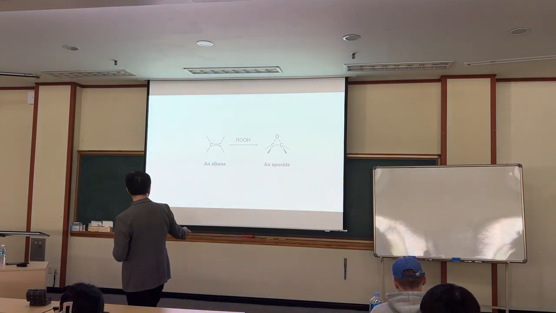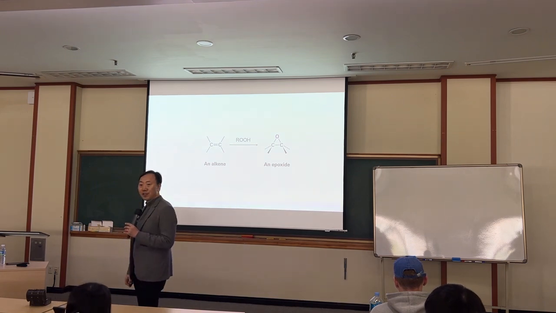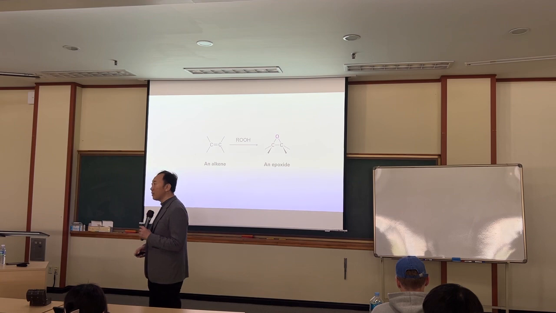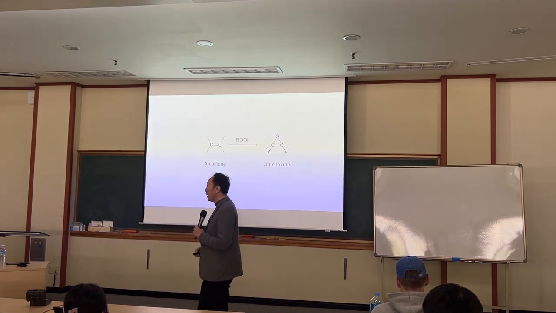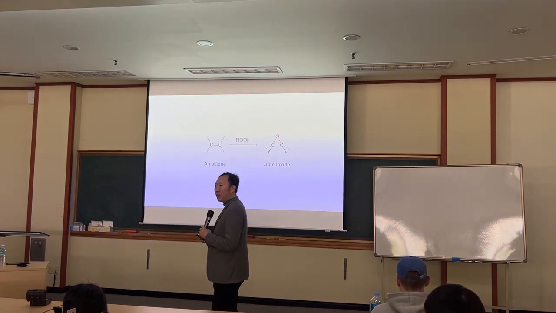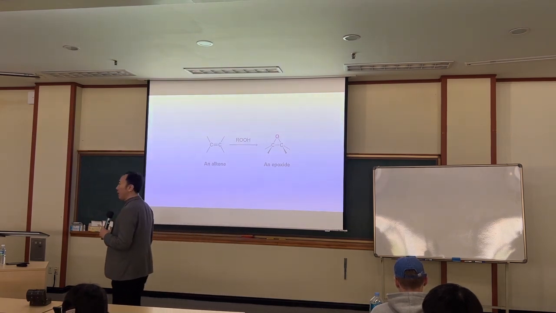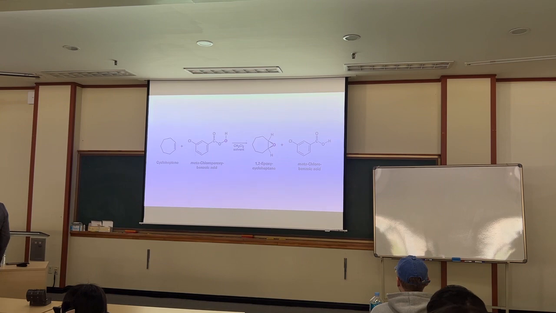So structure-wise, this is similar to bromonium. Bromonium has a positive charge, it's more unstable, it's difficult to isolate. This you can isolate, but it's also reactive. Okay, this is epoxide. The mechanism is something like this.